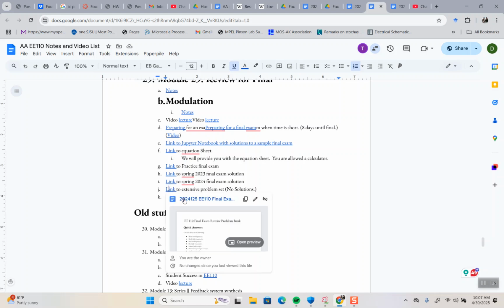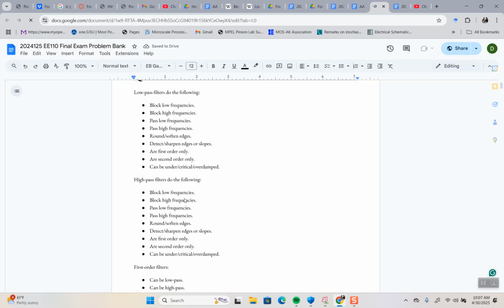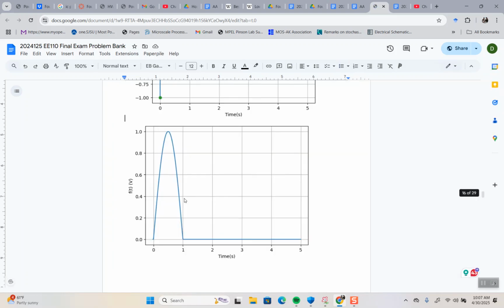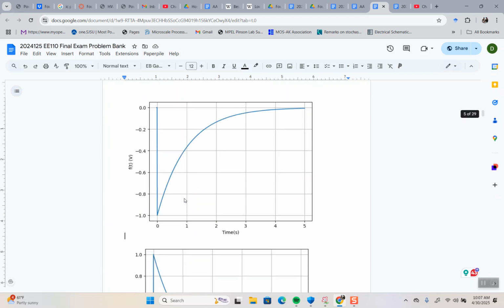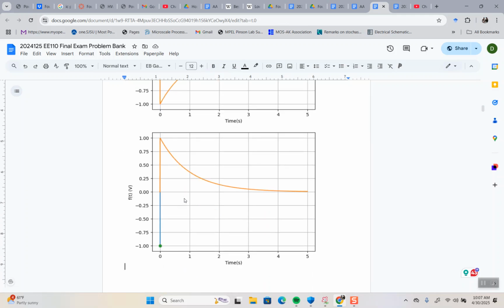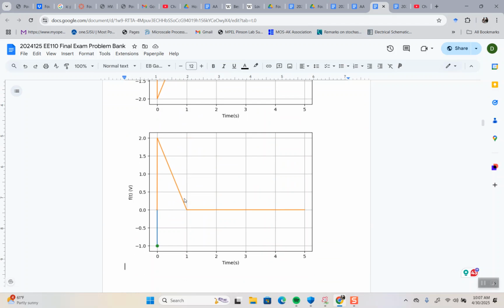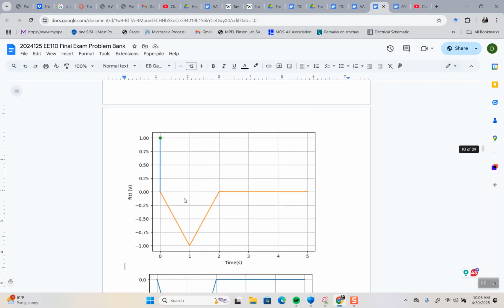Link to extensive problem set. Oh wow, that was a busy beaver. So here I just made up every conceivable impulse response, and you just go through and say high or low, right? If there's a delta function, it's high. If not, it's low.